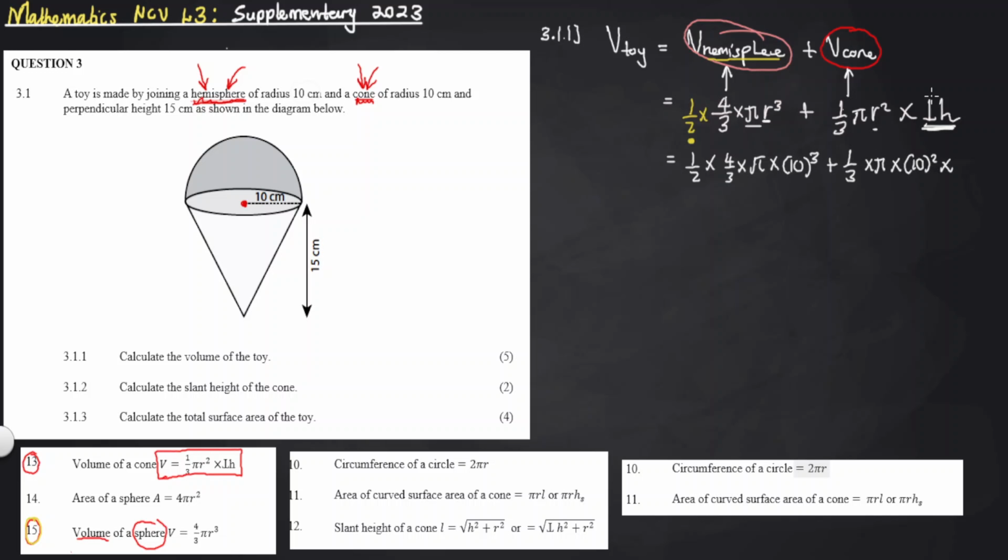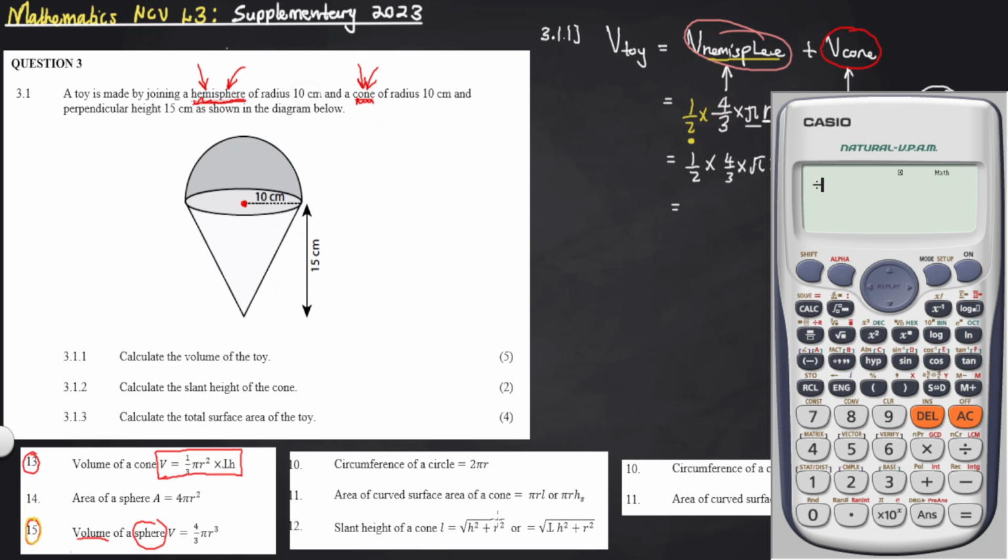What is the perpendicular height? This symbol, this upside down T, simply means perpendicular. The h stands for height. What is the perpendicular height? We are given 15. Now let's calculate.